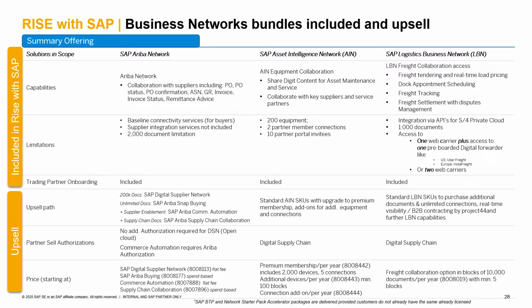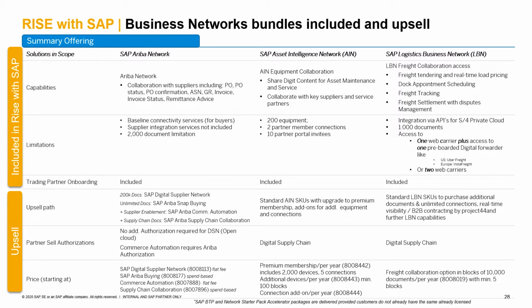The solutions and scope included are the SAP Ariba Network, the SAP Asset Intelligence Network, and the SAP Logistics Business Network. In terms of capabilities, you can see the items that are listed here under the Ariba Network and what's included and what's not included. Okay, so we have 2,000 purchase orders and invoices as the limit.